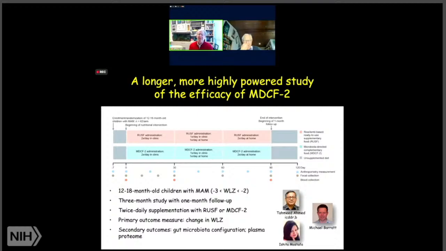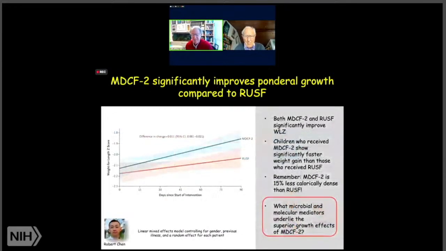The next month, once a day in the clinic, once a day at home under supervision. And the third month, twice a day at home under supervision. Again, 12 to 18-month-old children with MAM, moderate acute malnutrition. There's a 1-month follow-up. The primary outcome measure is a change in WLZ, and the secondary outcome measures are alterations or repair of the microbiota and alterations in the plasma proteome. This study was led by Tamid Ahmed and Ishita Mustafa, and I'll present the results in the next slide.